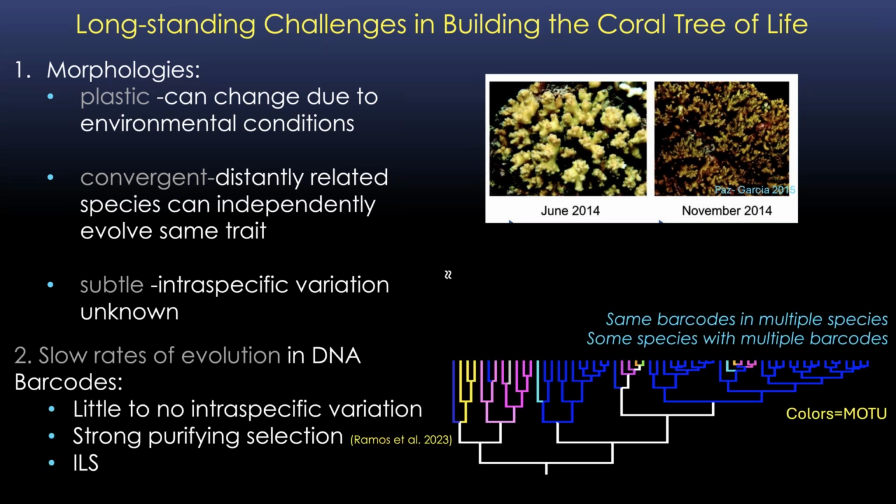A second long-standing challenge has been the use of these traditional or conventional DNA barcodes, like CO1, for example. In Anthozoans, there are very slow rates of mitochondrial evolution. This means that there's little to no intraspecific variation. We published a study in 2023 that showed there's strong purifying selection across the mitochondrial genome. And this has led us, in many cases, to see the same exact DNA barcode in multiple species, and some species that have multiple barcodes.